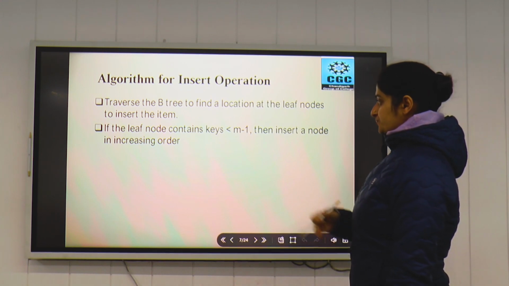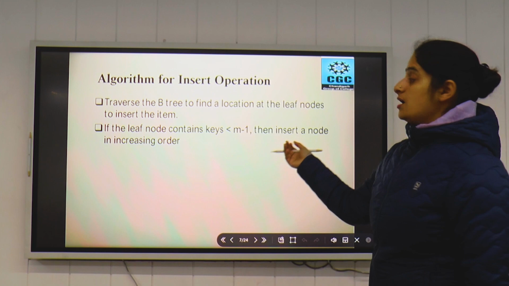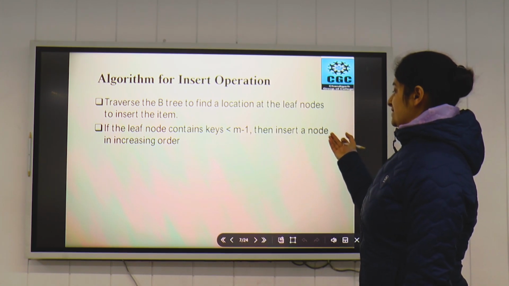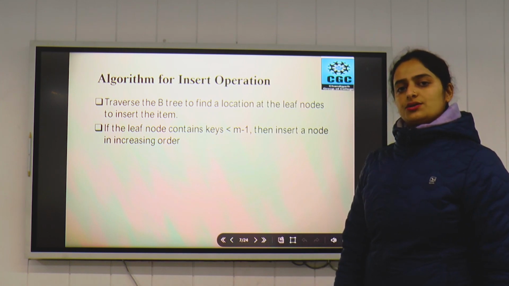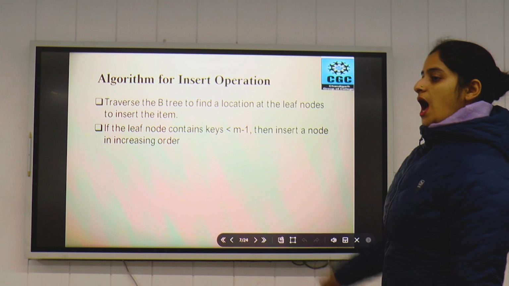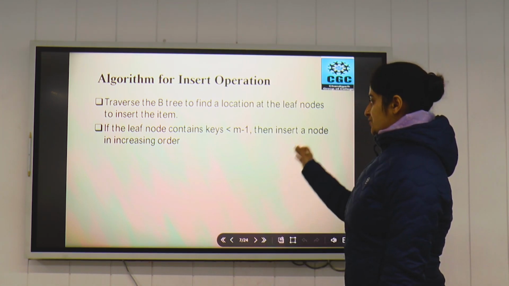Yes. Second point: if the leaf node contains keys which are less than n minus 1, then insert the node in increasing order. So if this condition occurs, then we always have to do the insertion operation in increasing order. Let's go further.